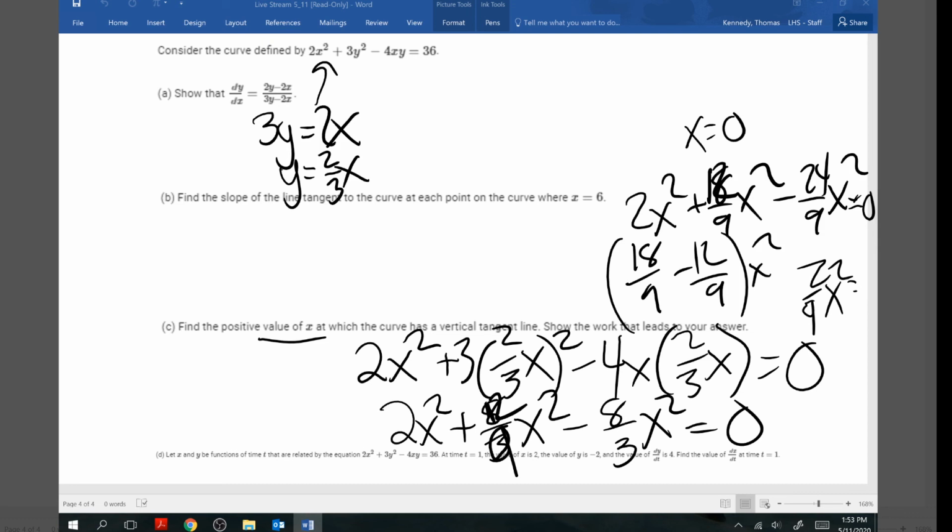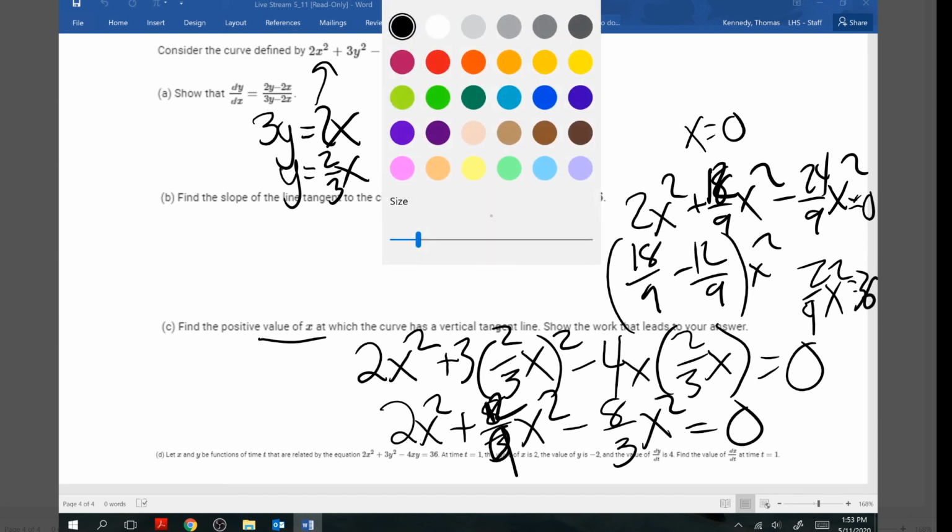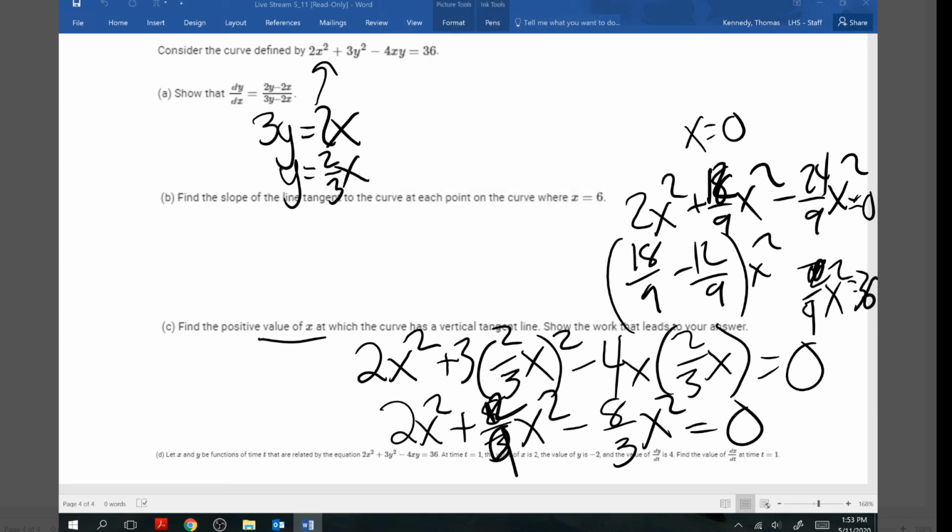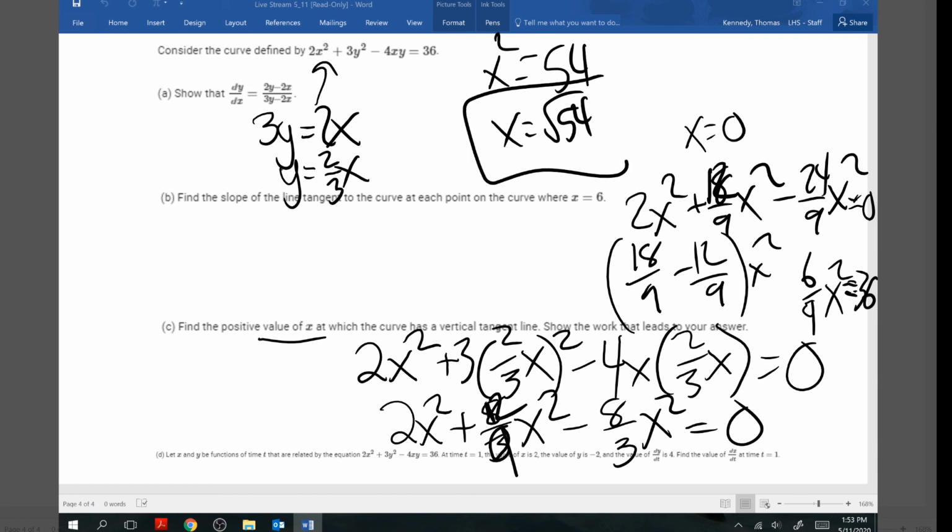Oh! Yeah, that's because I'm an actual stupid person. This equals 36. Oh my gosh. This is what happens when I overheat because my room is like 85 degrees. Yes, thank you for all the corrections. 12 minus 24 is indeed negative 12. It should be equal to 36 and not 0. And you get 6/9 x squared equals 36. If you multiply both sides by 1.5, you get 54 equals x squared. So x equals the square root of 54, and that's my value of x.